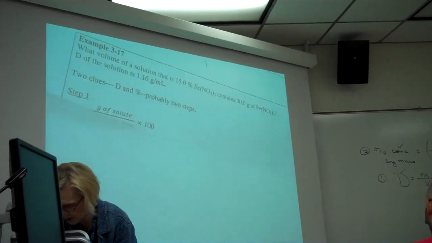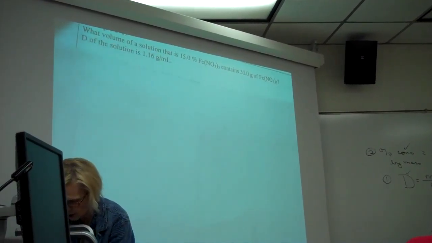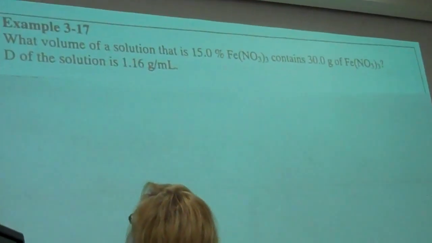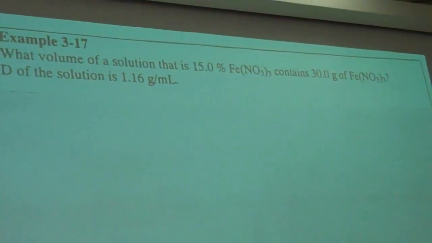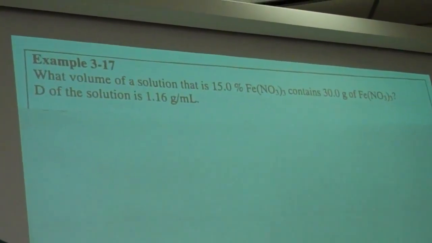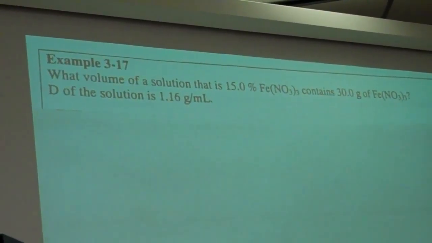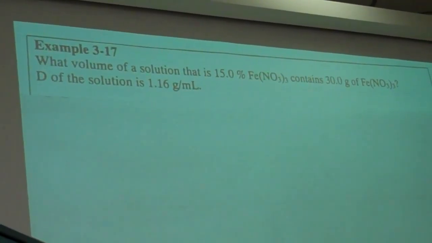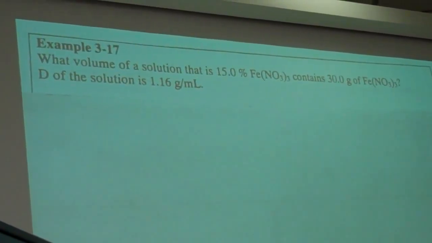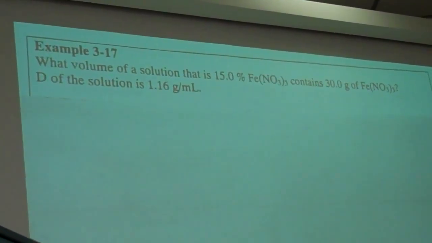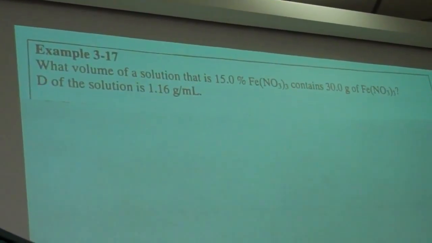Okay, 3-17, we finally get to change solutions. Take a look at that, the way I have it written. How many clues do you see? 3. 3? Okay, Neil, what's the 3? 15%, 30 grams, and 1.16 grams per milliliter is the density.